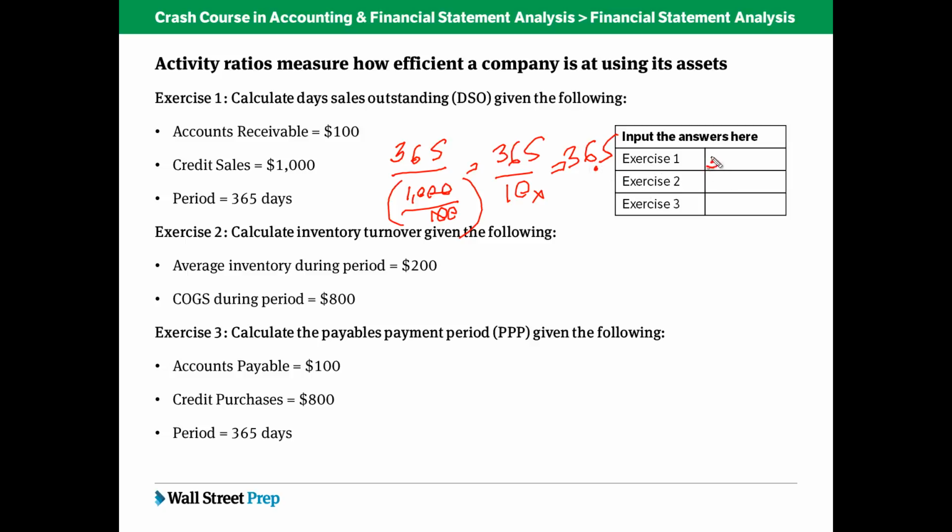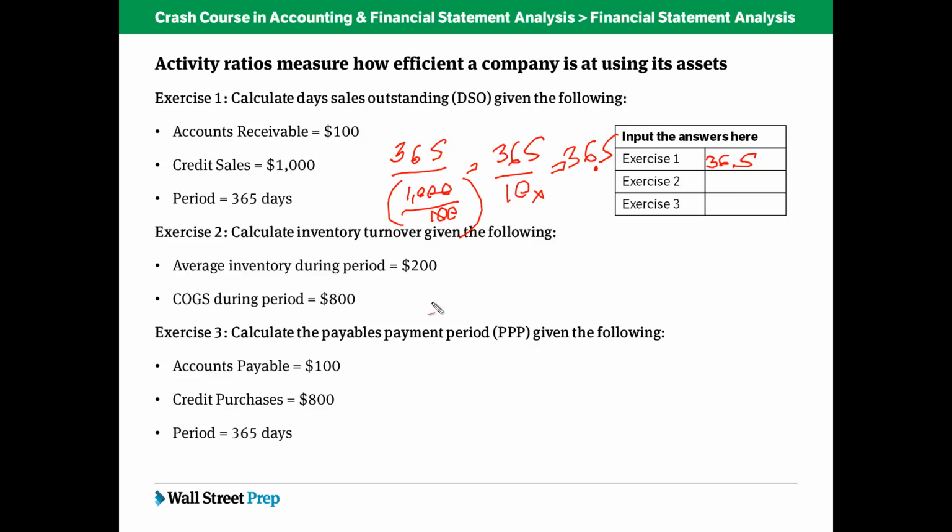It takes us on average 36.5 days to collect receivables when at any given moment you have $100 in receivables outstanding on credit sales of 1,000 for a period of 365 days. And that should make sense because you're going to turn over that receivables 10 times. On any given day, you're waiting 36.5 days to collect your receivables.